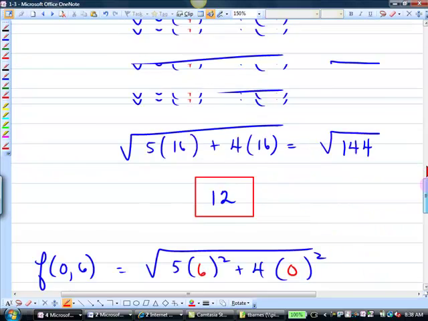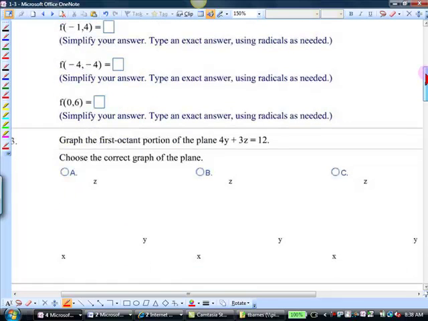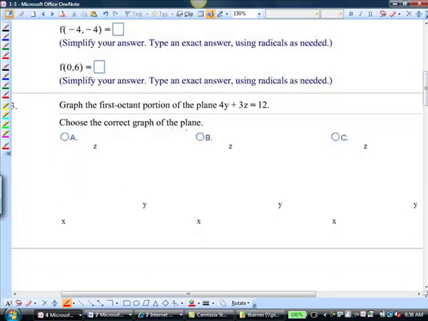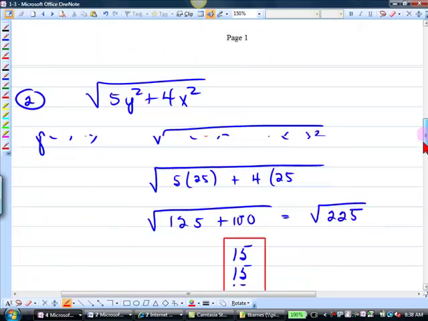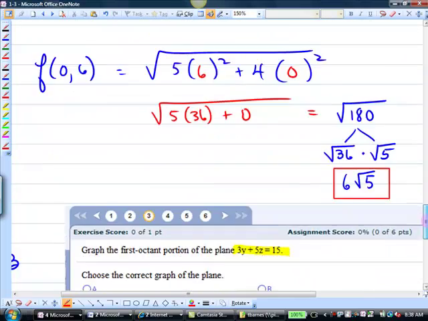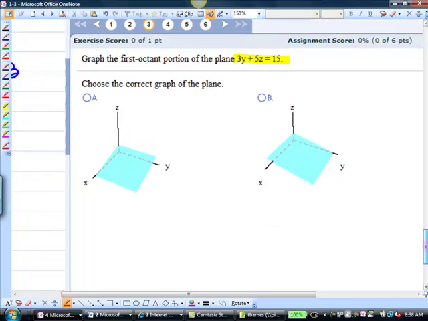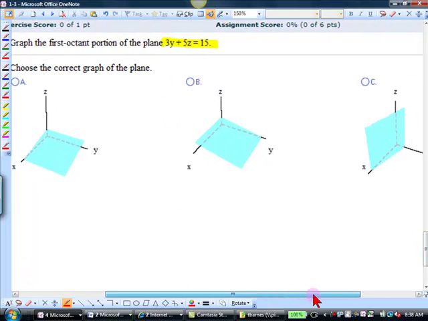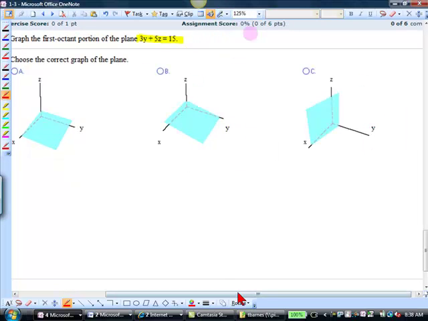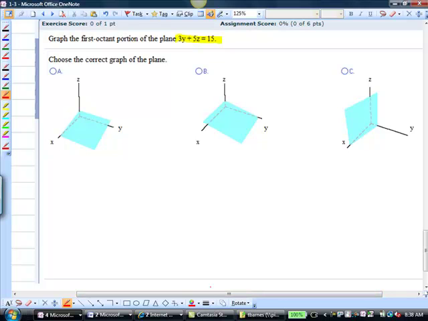All right, so let's kind of go back and see where we were up here. This one did not print when I printed the notes, but it says graph the first octant portion of the plane 4y plus 3z equals 12. And so let's see, what did I have down here? This is the way it comes up in Math Lab. Like, you're not going to actually be graphing it.